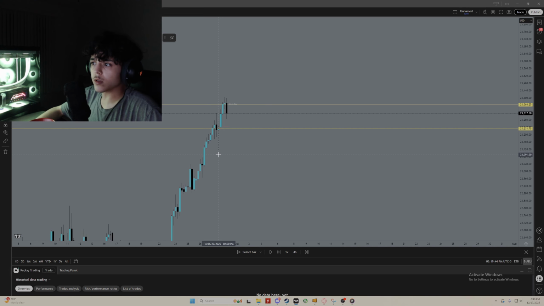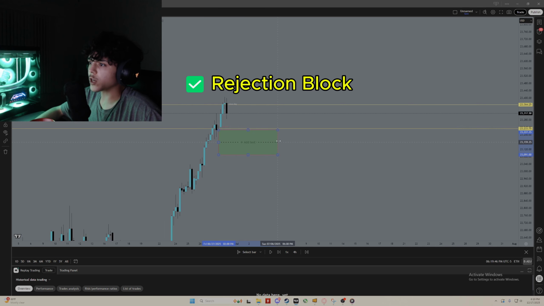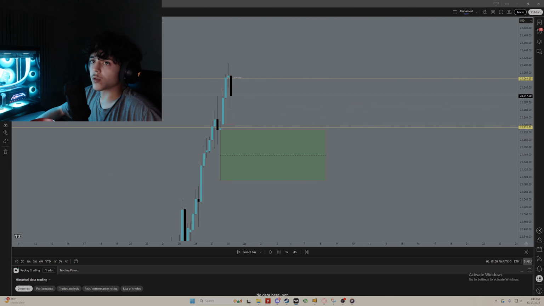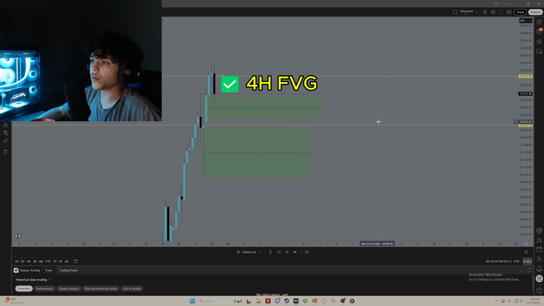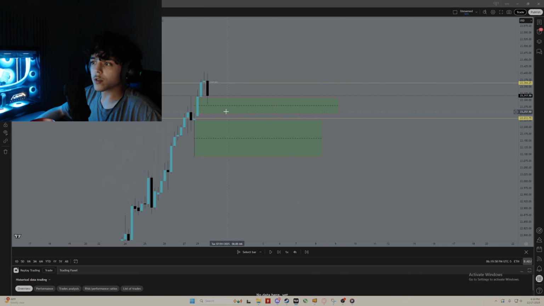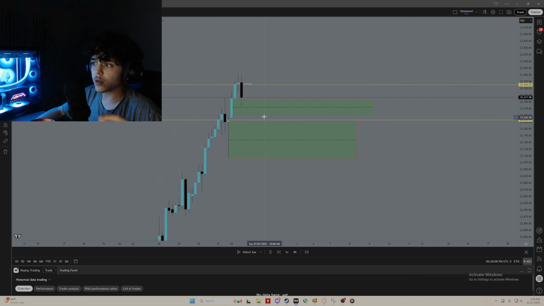The first thing I notice here is we have this huge 4 hour rejection block. We also are currently inside this 4 hour fair value gap. But the thing that's so special about this 4 hour rejection is that we have this gap down here. So it's making me believe that we're definitely going to be touching at least down here. And we have a devil's mark.